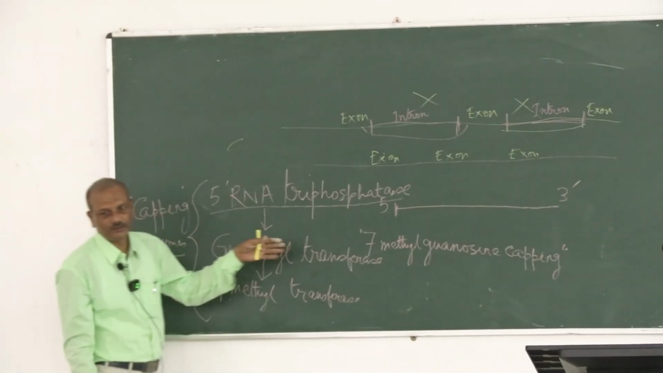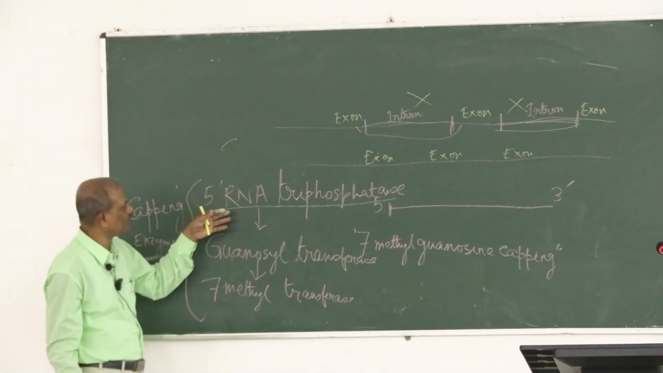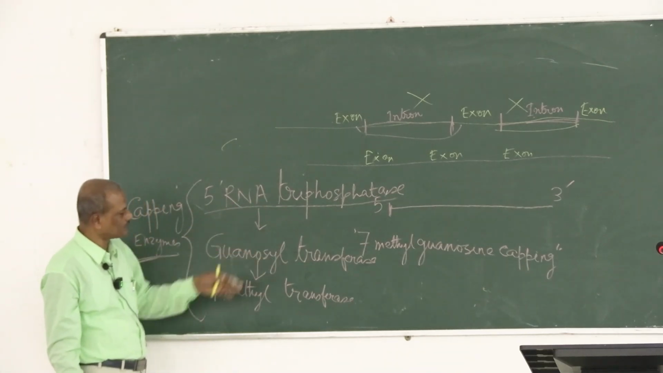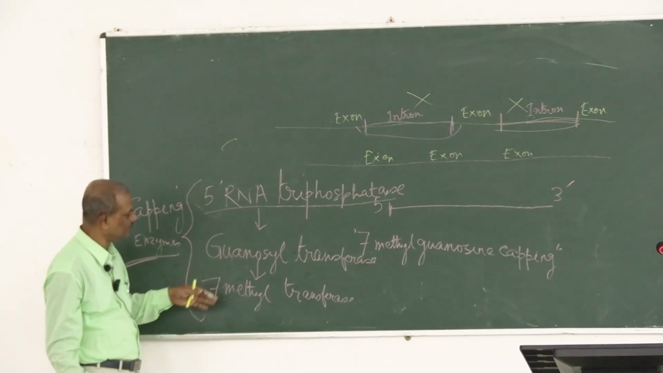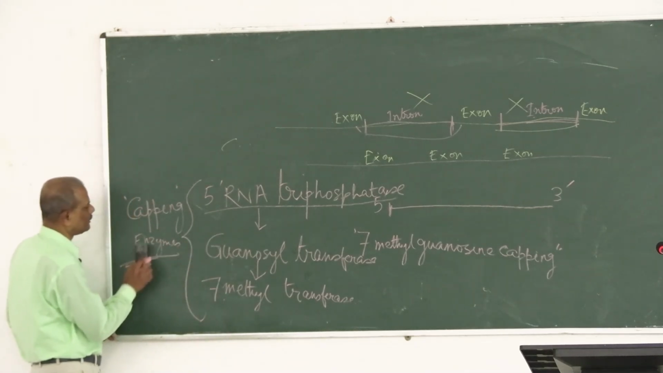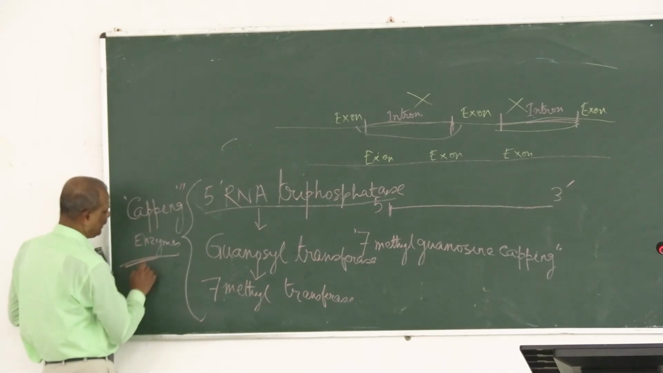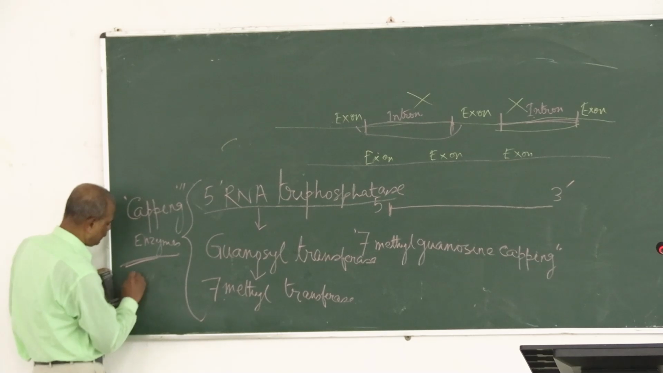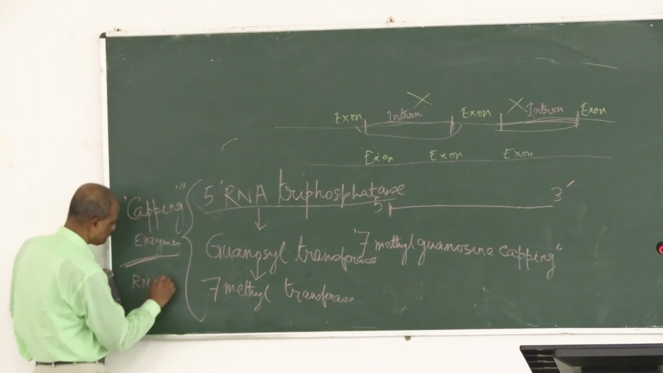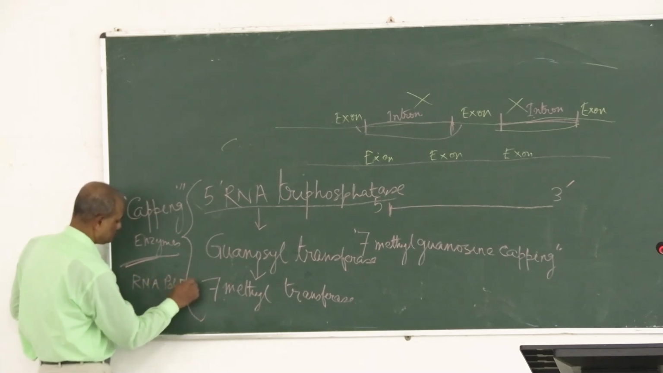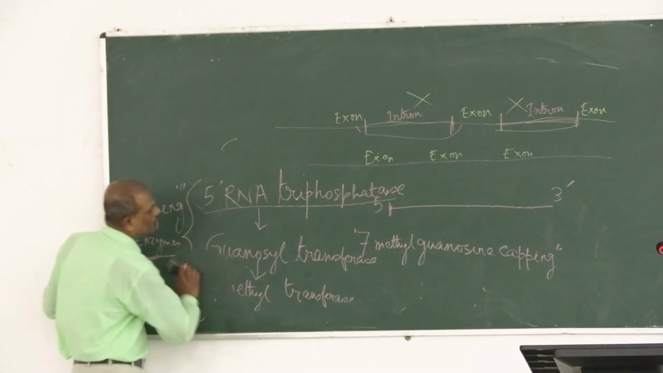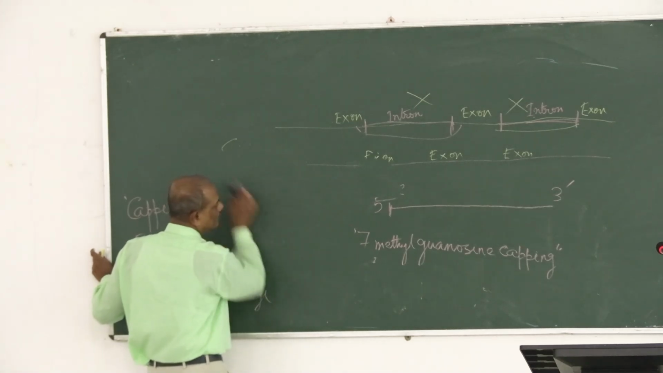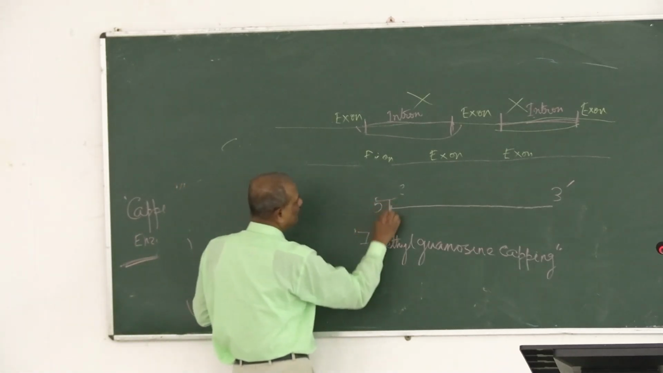Is this part clear? So first cleavage by 5' RNA triphosphatase, and then guanosyl transferase, and then 7-methyl transferase, and all these 3 are called capping enzymes, and they will act when RNA polymerase II binds to it. So once this is done, the 7-methyl guanosine capping is done here.